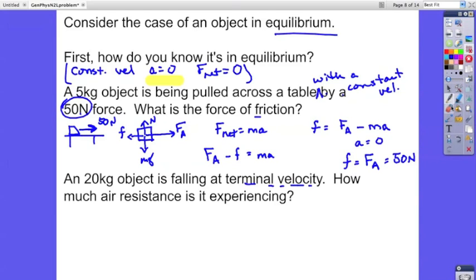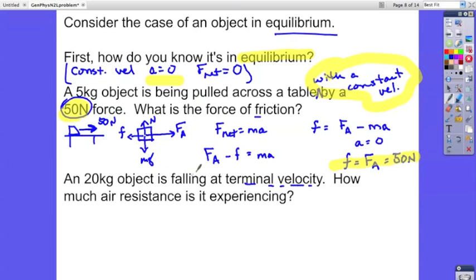But it's very important that you see what this result is and what it means. If you have an object being pulled with a constant velocity, then the two forces that are opposing each other have to be equal and opposite because it's in equilibrium. So if I tell you a 50 Newton force is pulling an object at a constant velocity, then the opposing force must also be equal to 50 newtons. Okay? You could totally answer that question without having to do any of this work.